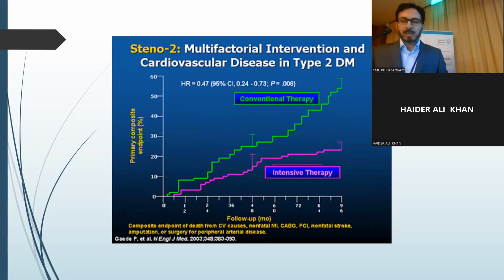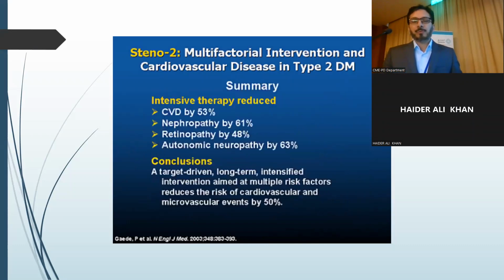And this is the most benefit that came out of this study: in the intensive treatment group, the primary composite endpoint of death from cardiovascular causes, non-fatal MI, CABG, PCI, non-fatal strokes, and amputations were all significantly reduced as compared with the conventional therapy. So in summary, the intensive treatment reduced cardiovascular disease by 53%, nephropathy by 61%, retinopathy by 48%, and autonomic neuropathy by 63%.